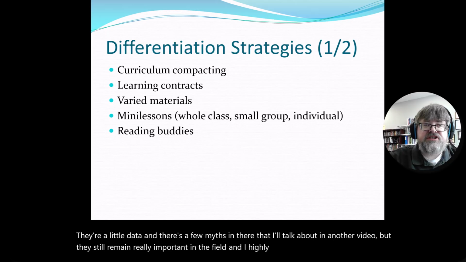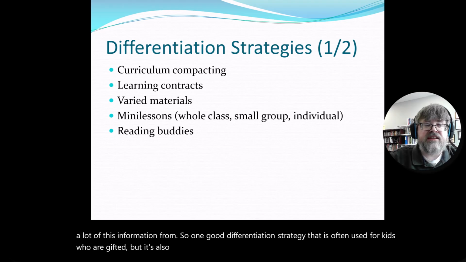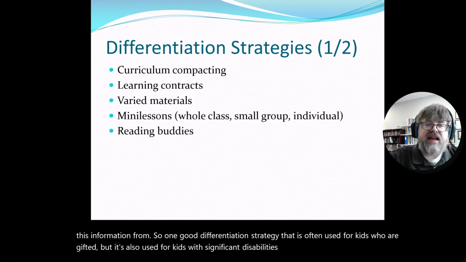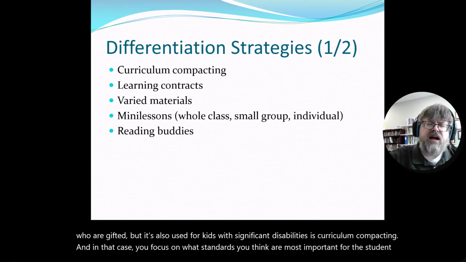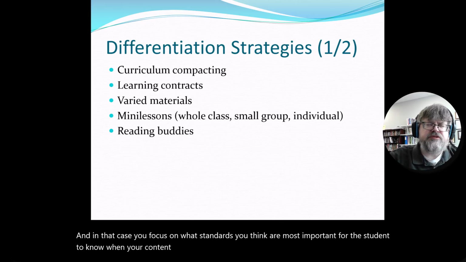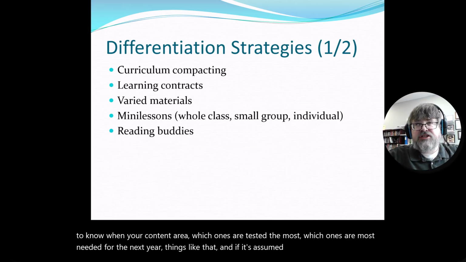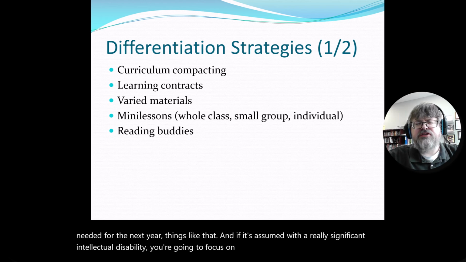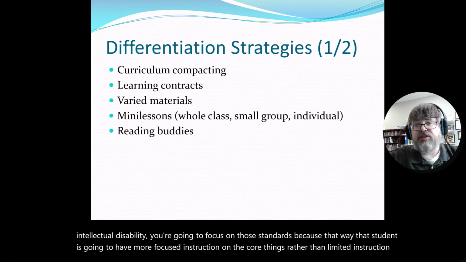So, one good differentiation strategy that is often used for kids who are gifted, but it's also used for kids with significant disabilities, is curriculum compacting. In that case, you focus on what standards you think are most important for the student to know in your content area. Which ones are tested the most, which ones are most needed for the next year, things like that. And if it's a student with a really significant intellectual disability, you're going to focus on those standards because that way that student is going to have more focused instruction on the core things rather than limited instruction on everything that probably isn't going to help them a lot.